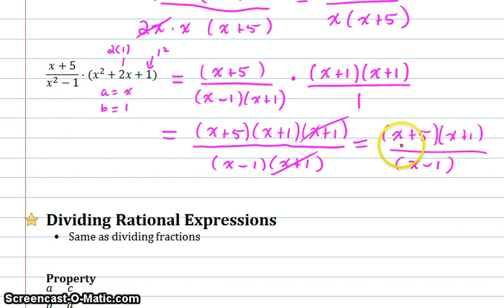Okay, don't worry about multiplying this x plus 5 times the x plus 1. Don't worry about multiplying those. Your book leaves most of your answers in this form. So it's okay to leave it in the factored form at the end.